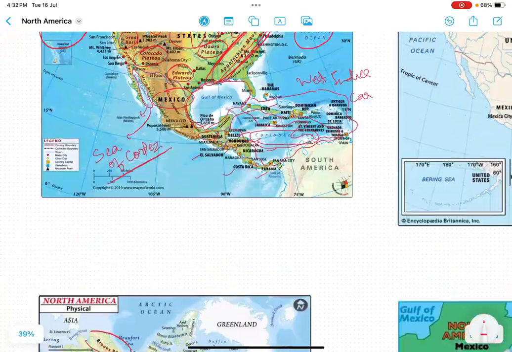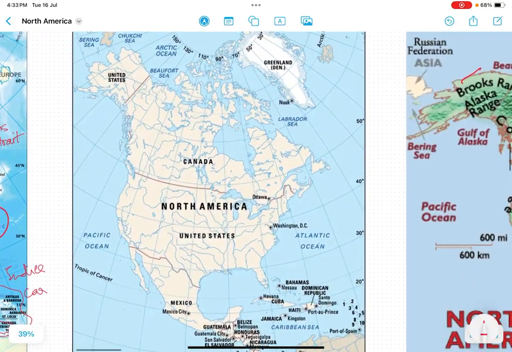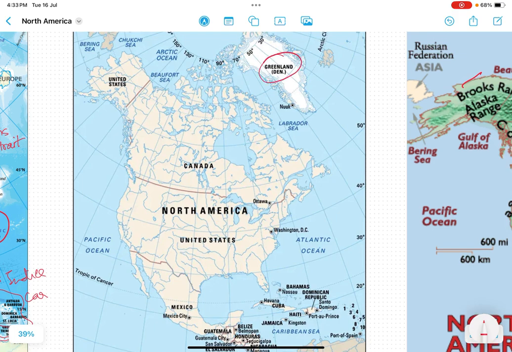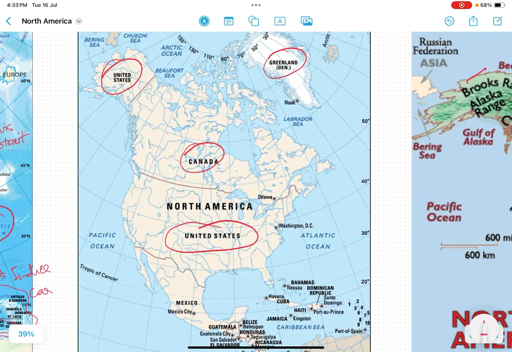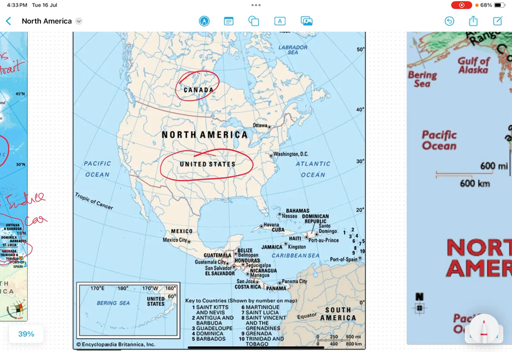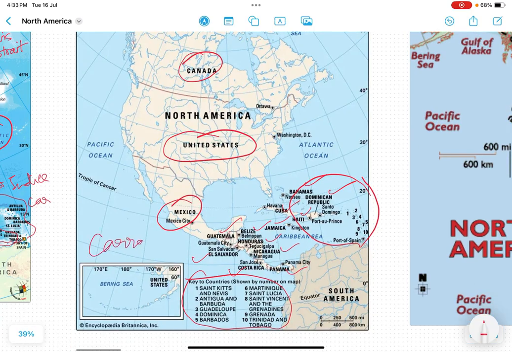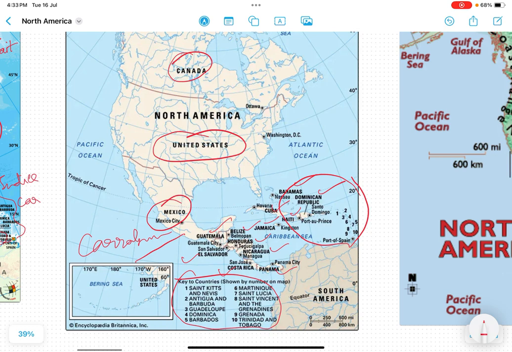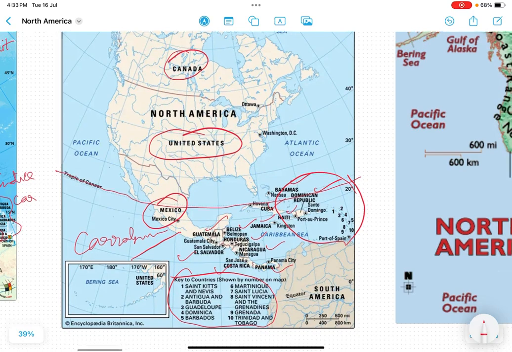Then there is another map that we need to see, showing all the countries. As I have already told, there is Greenland, Canada, and the United States. Greenland is part of Denmark. Then we have Mexico, Guatemala, El Salvador, Belize, Honduras, Nicaragua, Costa Rica, Panama, Haiti, Jamaica, Cuba, Bahamas, Dominican Republic, and the rest of the other countries mentioned here. These are called Caribbean countries. You can see the Tropic of Cancer is passing through Mexico, right here.